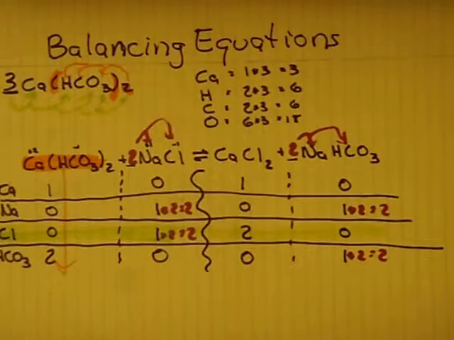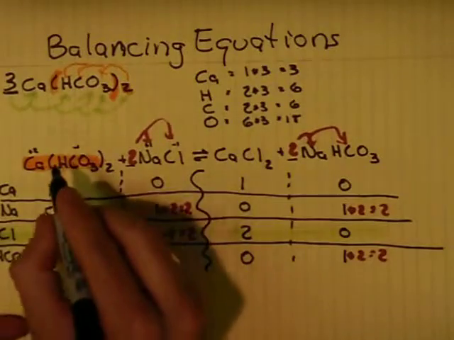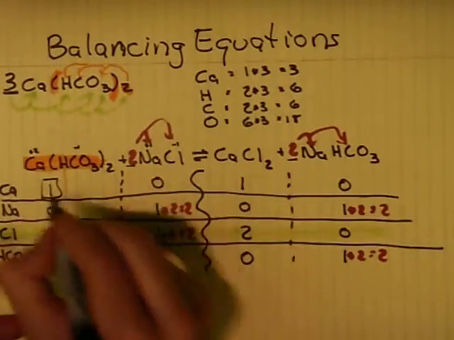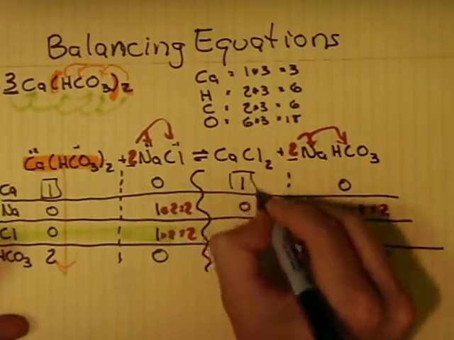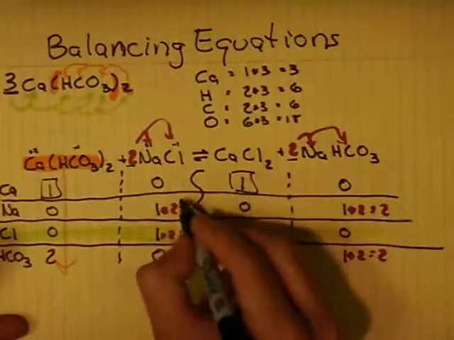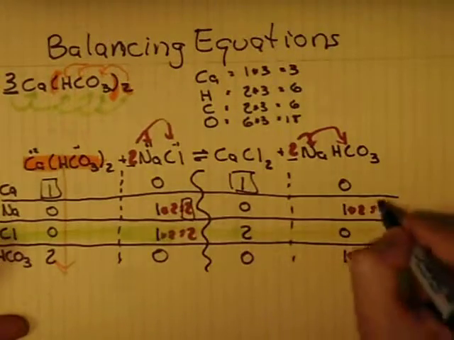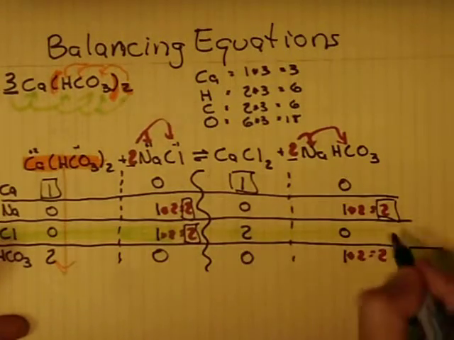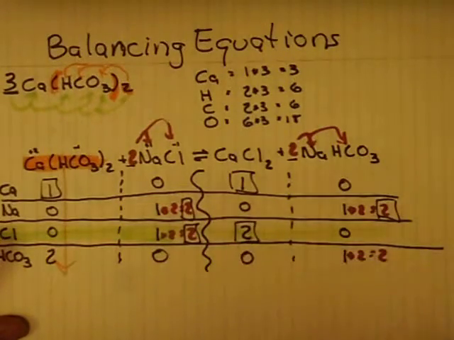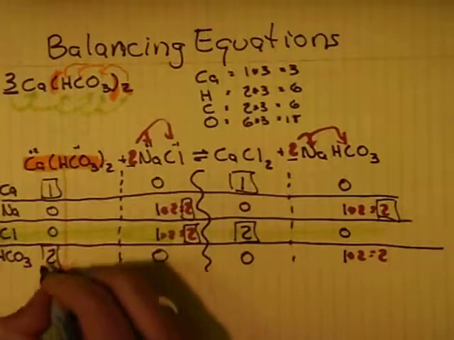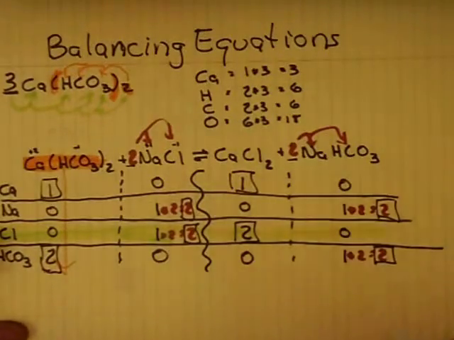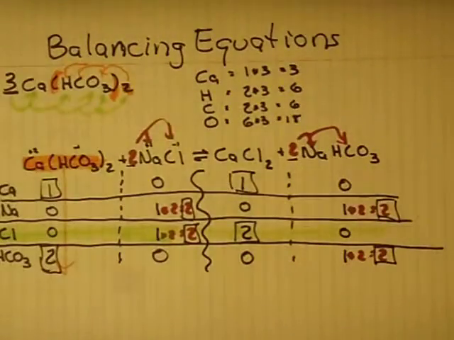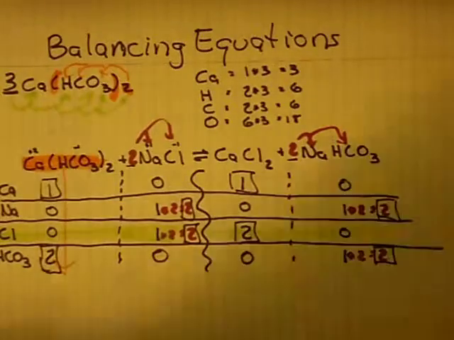So now, for calcium, we've got 1 plus 0, 1. We've got 2 and 2 for sodium. For chloride, 2 and 2. And bicarbonate, 2 and 2. Left side equal to the right side is a balanced equation.